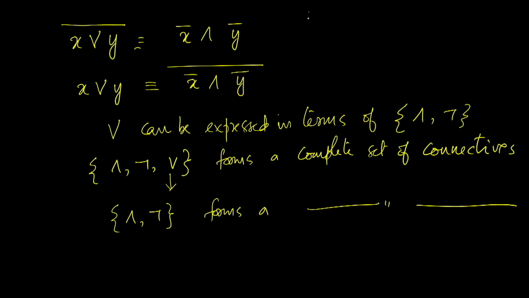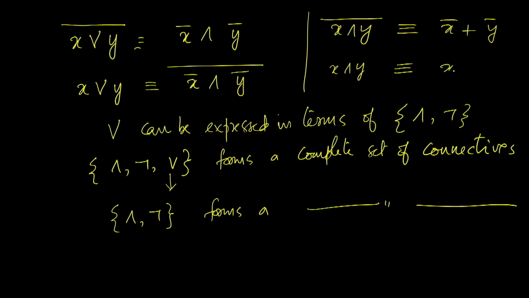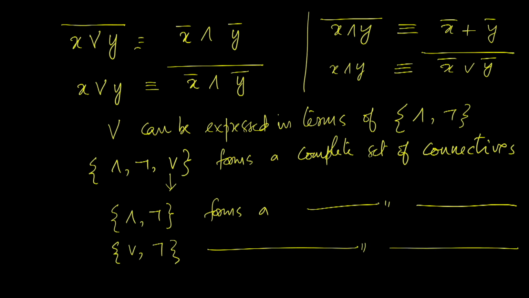And then we have the dual of this: x and y, the whole complement, is equivalent to x complement or y complement, which means x and y is equivalent to x complement or y complement, the whole complement. In other words, and can be expressed in terms of or and negation. Therefore, or and negation also form a complete set of connectives. So these are also complete sets of connectives. Is there a smaller set of connectives that is complete? There is indeed.